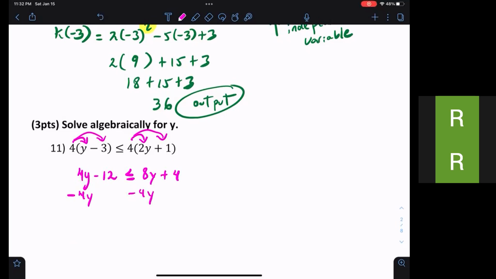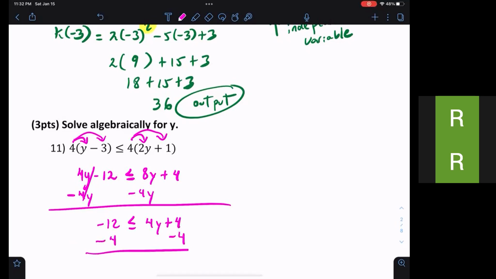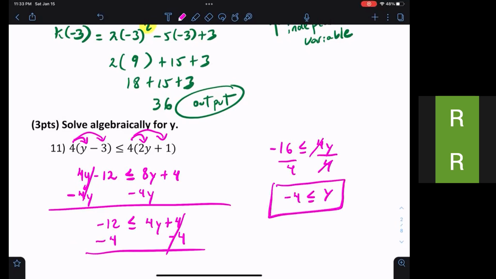So this is -4y, -4y. I'm not going to do multi-step here, I'm going to do multi-step in the next question. So this cancels, and I get -12 is less than or equal to 4y plus 4. I need to subtract 4 on both sides because I need to put the numbers with the numbers. This cancels out. I get -16 is less than or equal to 4y. I need to solve for y, so you need to divide by 4. Cancel, cancel. You get -4 as the answer. That's it. That's the answer for this problem.